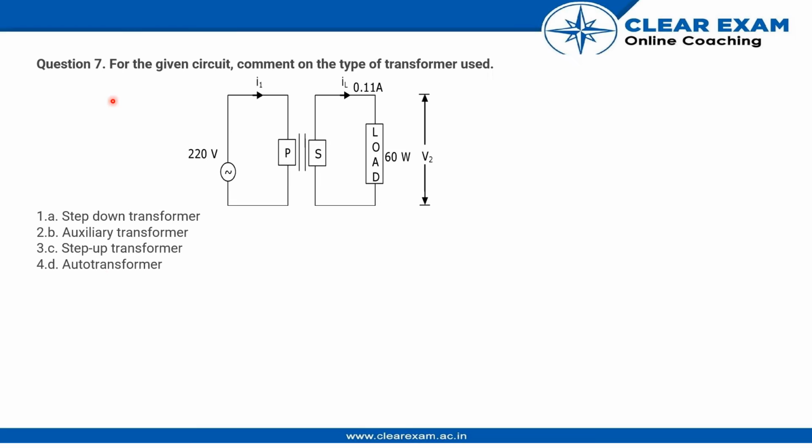The question says, for the given circuit, comment on the type of transformer used. So what we do in this question is that we find the voltage given over here, and we find the voltage over here. And from those voltages, we compare whether it is a step up transformer, a step down transformer, or an auto transformer.